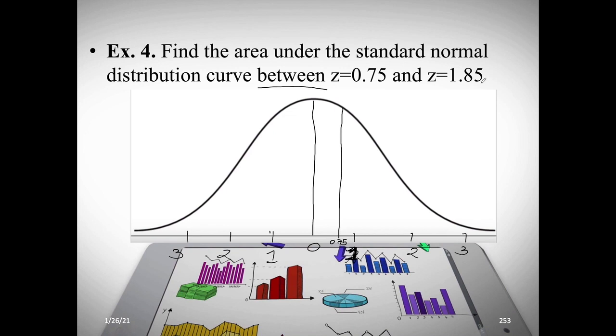Ayan. This is 0.75. And 1.85. Around dito. No? So, we have 1.85 here. Ayan, 1.85. Ang hinahanap is yung between. No? Meaning, ito yung area na to. Ang hinahanap. Ayan, let's try to shade this area, no? Ayan, ito yung hinahanap.